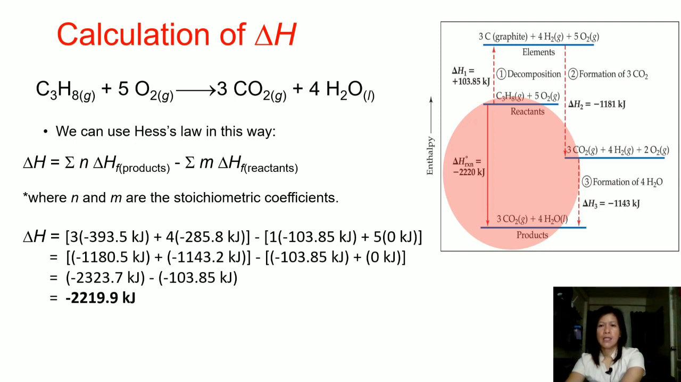Note the positive value of enthalpy for the first step, because the decomposition of graphite requires absorption of heat. Heat is required to decompose graphite in the first place. The second step releases energy. The third as well releases energy. So adding all the enthalpies of the reaction, you will get the summation, the enthalpy of the reaction as negative 2,220 in whole number, kilojoules.